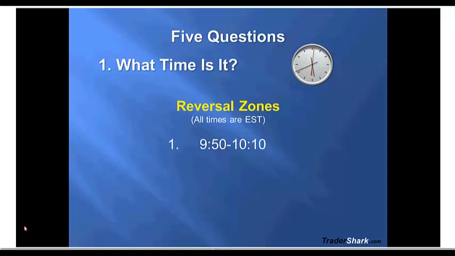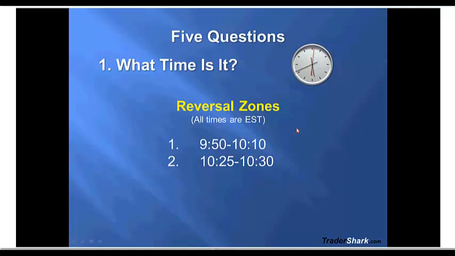So why is that important? If the market does not reverse from 9:50 to 10:10, the likelihood is continuation higher. And we have one very specific rule in the Shark Den, how we know whether it's reversed or whether it is not.